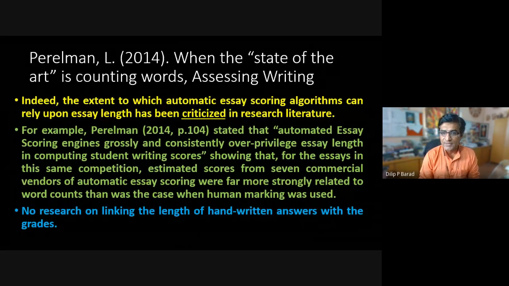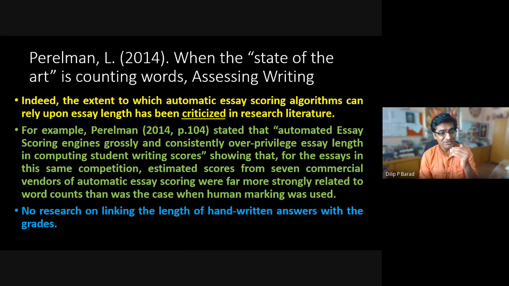For example, Perelman stated that automated essay scoring engines grossly and consistently overprivilege essay length. So the machine engine is grossly and consistently overprivileging essay length in computing students' writing scores, showing that for the essays in this same competition, estimated scores from 7 commercial vendors of automatic essay scoring were far more strongly related to word counts than was the case when human marking was used.